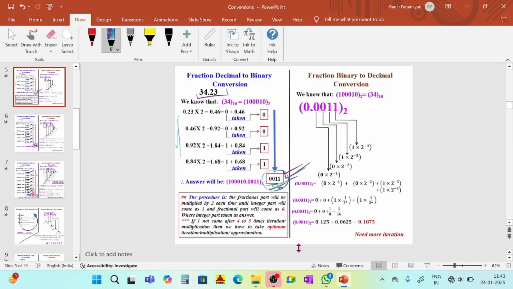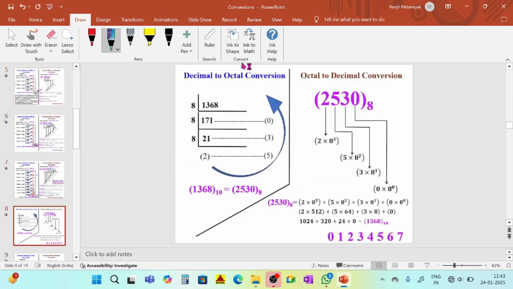Okay, in this video we have discussed in detail how to convert decimal to binary, fractional decimal to binary, and vice versa. In our next class we are going to discuss decimal to octal conversion and vice versa.